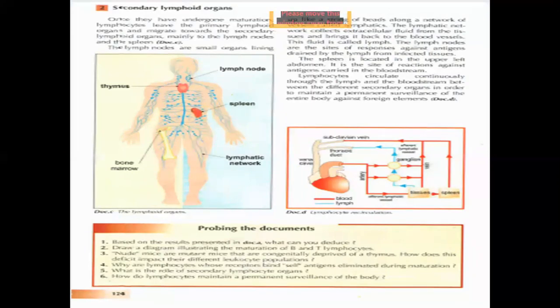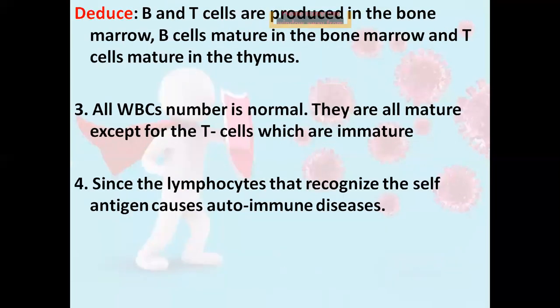Part 3: they said nude mice are mutant mice. Whenever you hear about nude mice, they are mice that are deprived of thymus. What does this deficit do to their different leukocyte populations? So in part 3, nude mice: from now on, whenever you hear the word nude mice, it means mice that from birth have no thymus, so they have no mature T lymphocytes.